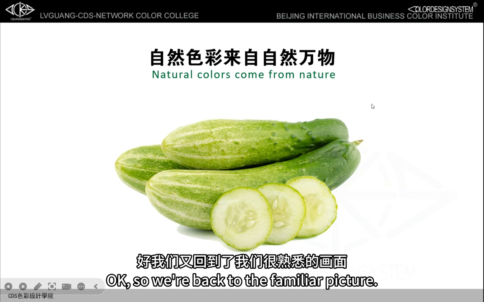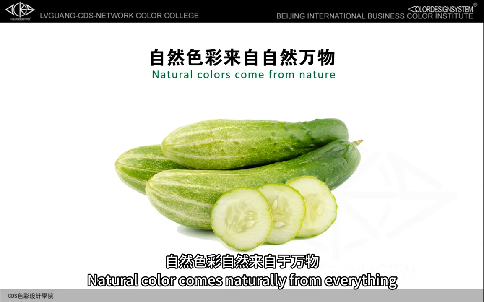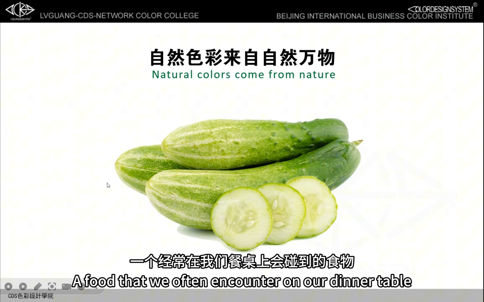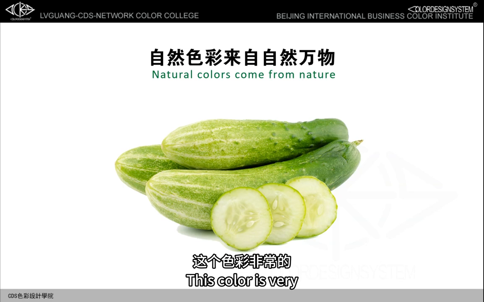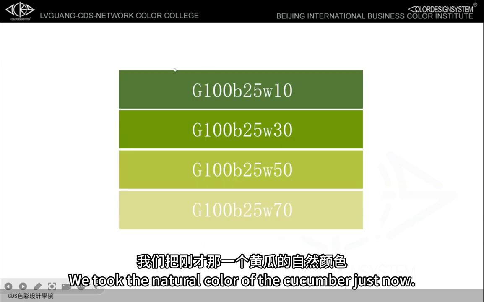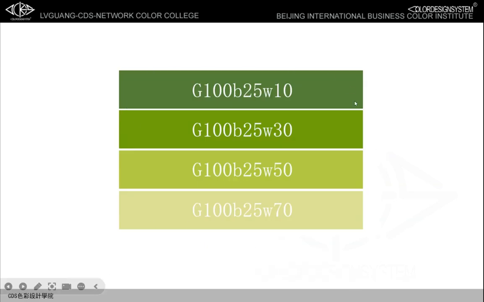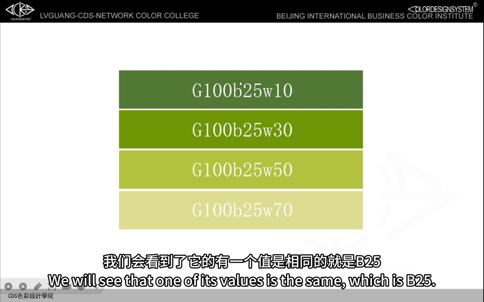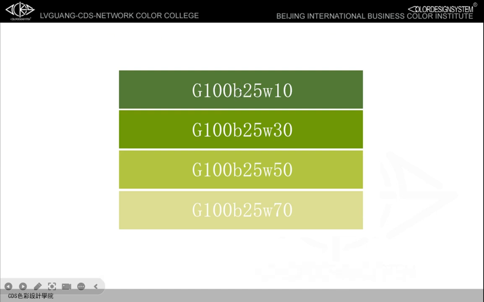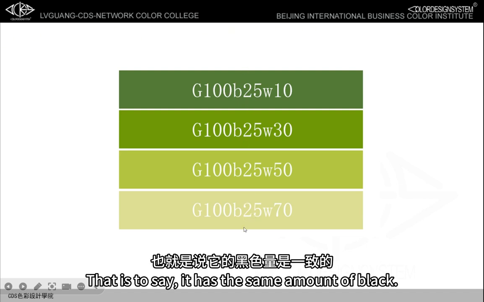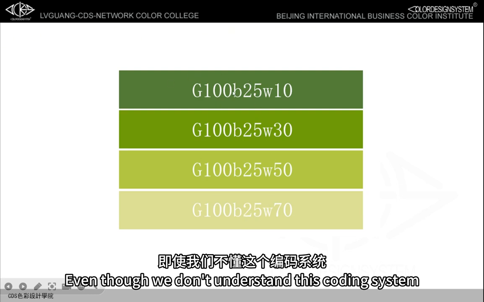Okay, so we're back to the familiar picture. Natural color comes naturally from everything. Then we take a food that we are very familiar with, that we often encounter on our dinner table. This color looks very pleasing to the eye and very tempting. We took the natural color of the cucumber just now and did some color quantitative analysis. We will see that one of its values is the same, which is B25. That is to say, it has the same amount of black, even though we don't understand this coding system.